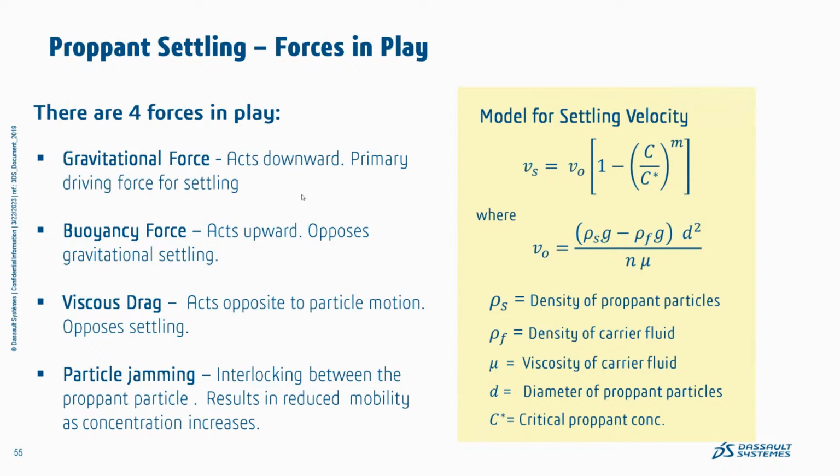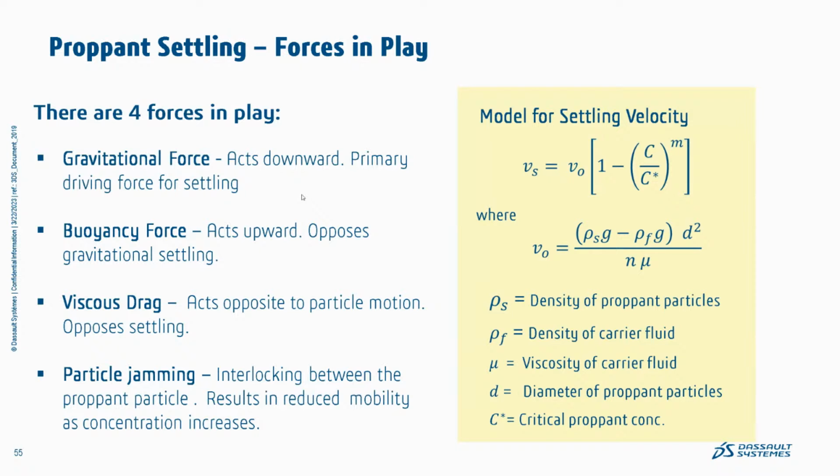So you, of course, have gravitational force. This gravitational force acts in the downward direction and is the primary driving force for settling. But then you also have the buoyancy force, and this force acts in the upward direction and opposes the gravitational settling. In addition, you have viscous drag. It acts opposite to the particle motion, and it also opposes the process of settling. And then you also have particle jamming. When the particles are too near each other, there's interparticle friction that also reduces the particle mobility.